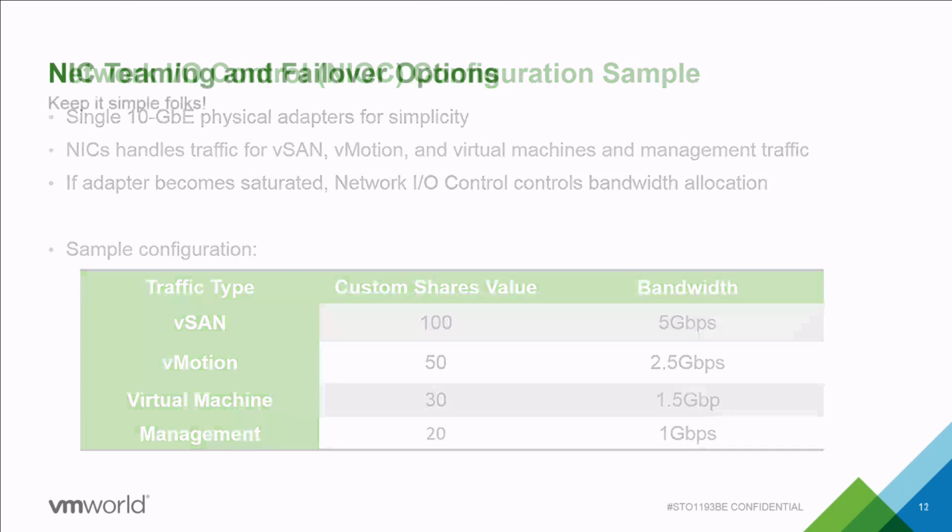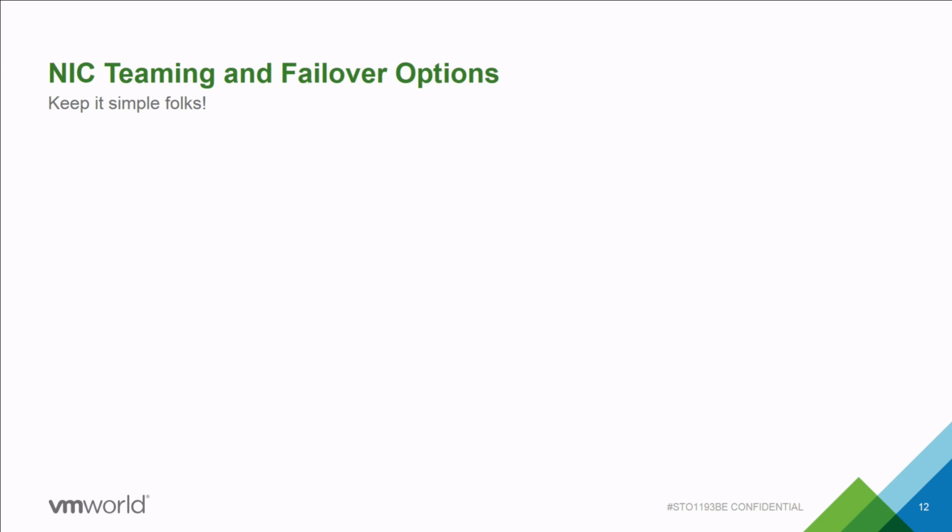Okay. So the next thing then is NIC teaming and failover, and we get this quite a lot as well, because we get the question, well, how should I set this up? I'd like to have redundancy on my network, but I'd also like to have some load balancing on my network. What's the best way of going forward? So keep it simple. That's the main thing, okay?